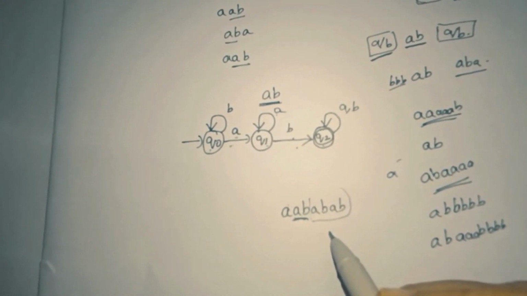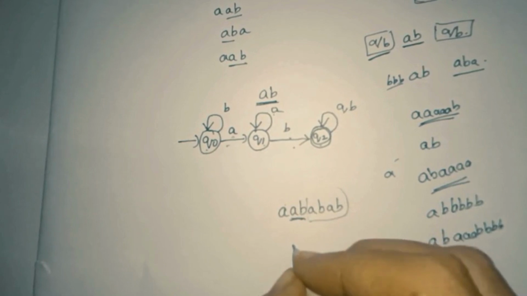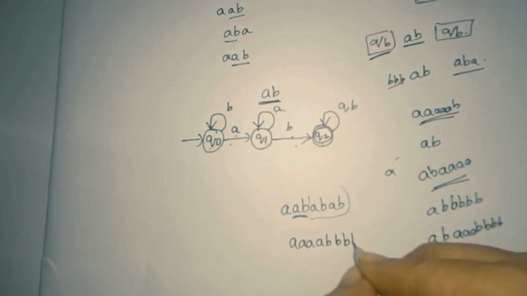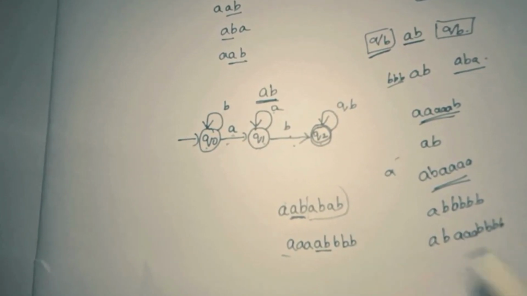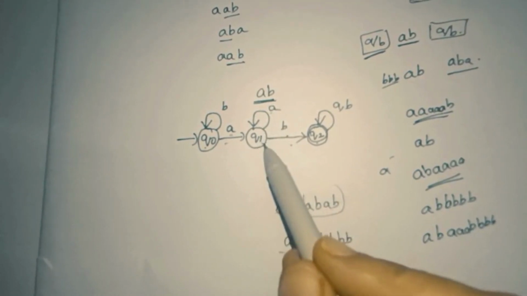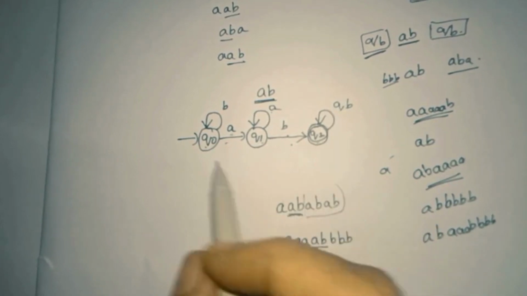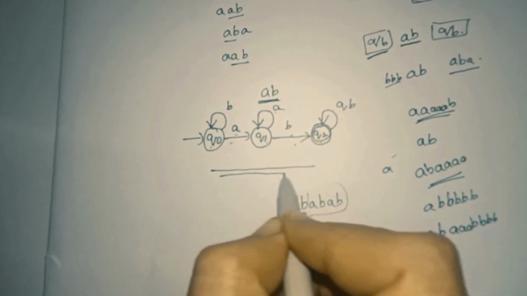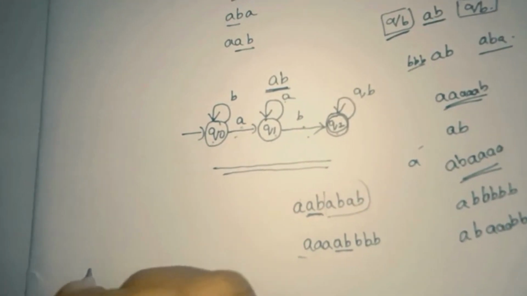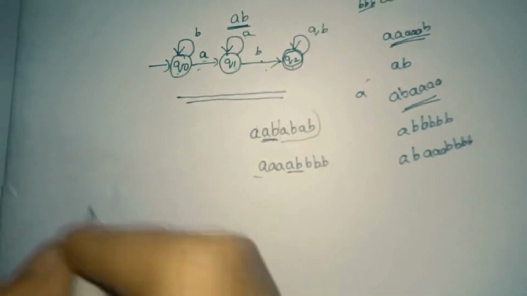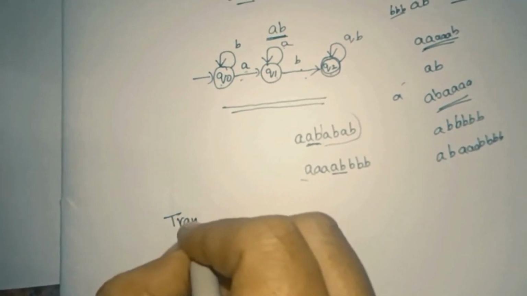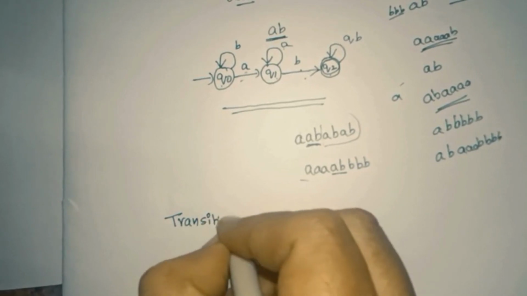So if I want any number of A's followed by AB and followed by any number of B's, this string should be accepted because AB is a substring. Hence, the DFA we have written is correct, because we checked with some sample strings. This can also be done by using the transition function. So let's check the transition function.